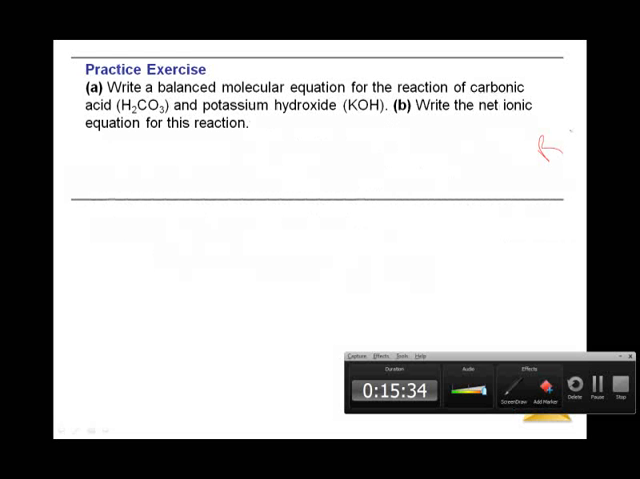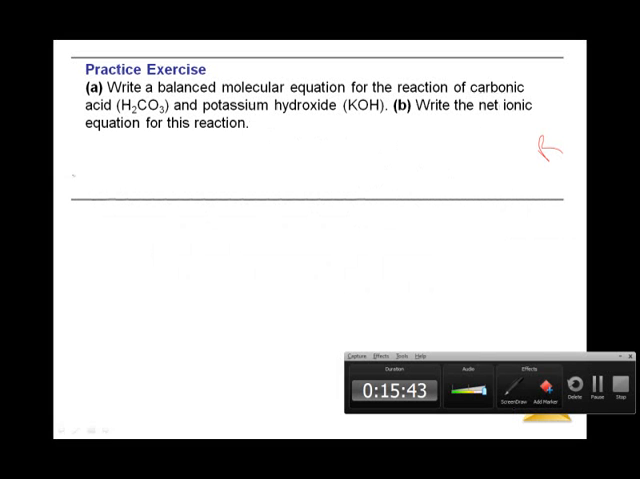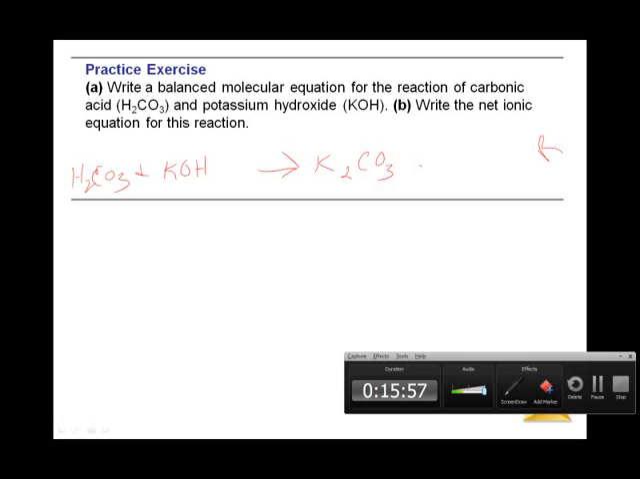Okay, we want to write a balanced molecular equation for the reaction of carbonic acid and potassium hydroxide, and then write the net ionic. So we have carbonic acid, H2CO3, plus potassium hydroxide, and the complete molecular equation is going to have the potassium, I need 2 of those because carbonate is a 2- ion, plus water. Let me see, I'm going to need 2 Ks, so I'm going to end up with 2 waters.